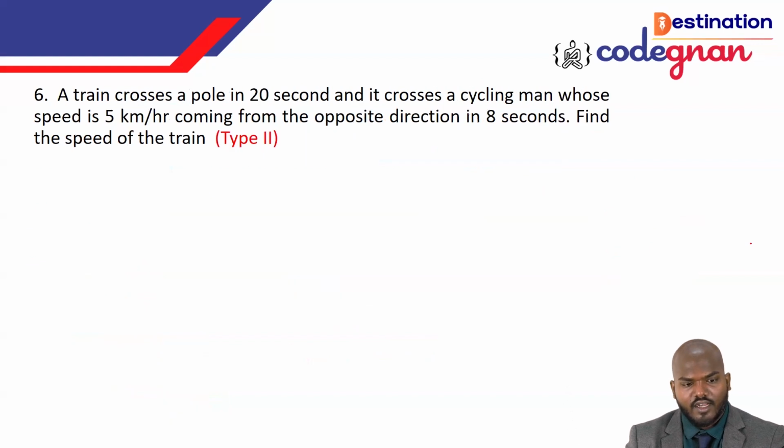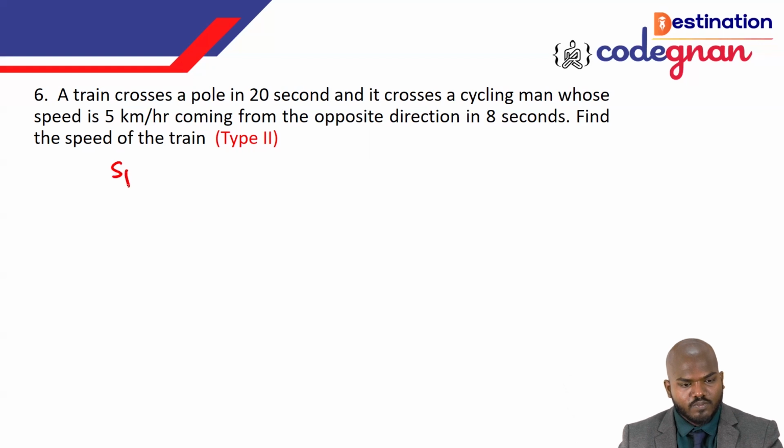A train crosses a pole in 20 seconds and it crosses a cycling man, whose speed is 5 km per hour, coming from the opposite direction in 8 seconds. Find the speed of the train, that is the only question they are asking here. Anyhow, we'll solve this one.